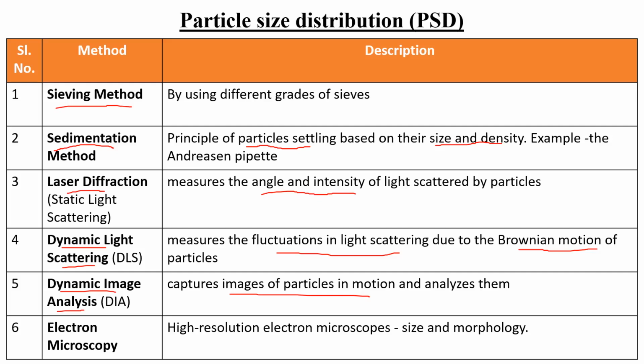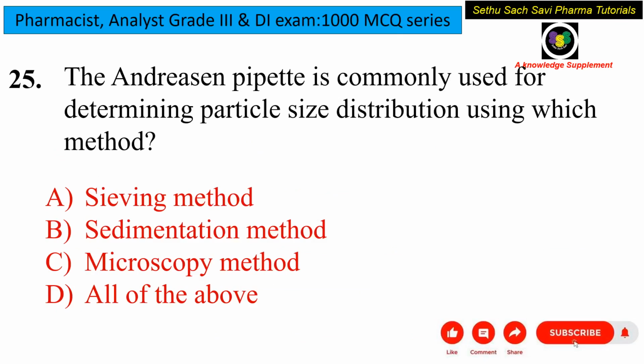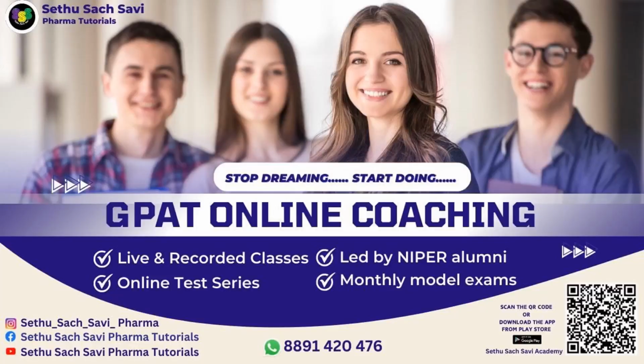Next comes electron microscopy. In electron microscopy, we are using different types of microscopy such as SEM, scanning electron microscopy, TEM, that is transmission electron microscopy, etc. These are mainly high resolution electron microscopy. These can be used for particle size analysis, but we are mainly using them to study the size as well as the morphology. The surface morphology also can be easily studied by using electron microscopy. So these are the various particle size distribution analysis methods. So the Anderson pipette will be used for which method? For the sedimentation method.